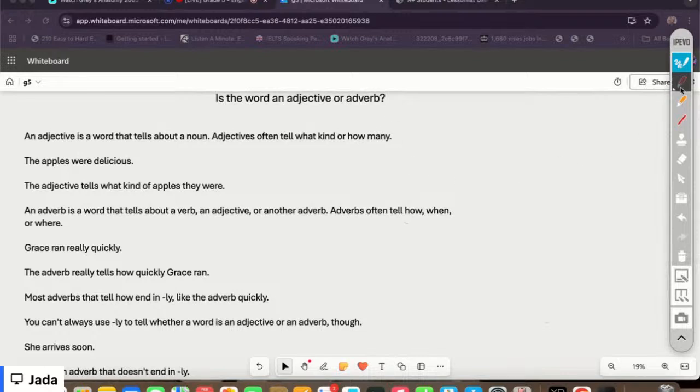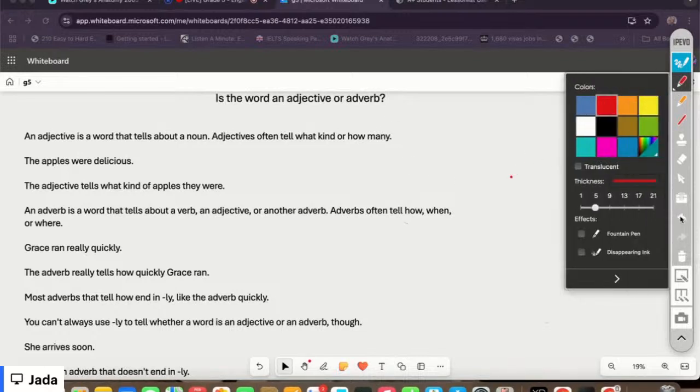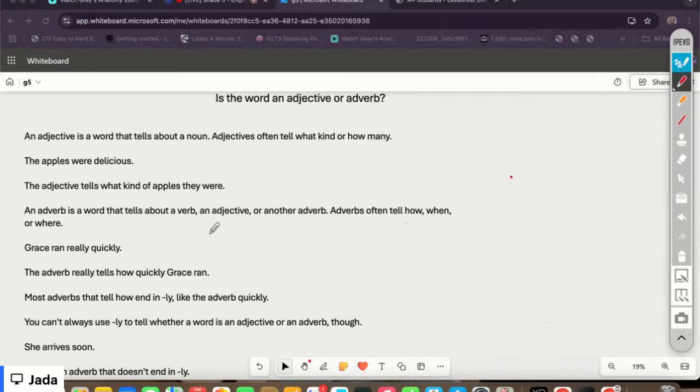So moving on to adverbs. So what are adverbs? An adverb is a word that tells about a verb, an adjective or another adverb. Adverbs often tell how, when, or where.